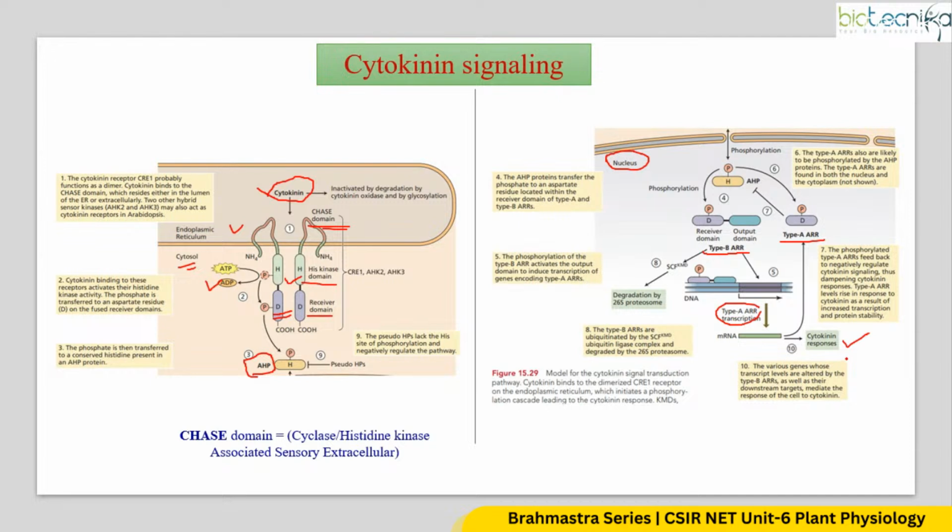So once we get enough of the response, this type A ARR serves as a negative regulator. So it will block the AHP. So there won't be any response. And at that time, this type B will be degraded by protease. So that is how your cytokinin signaling works.